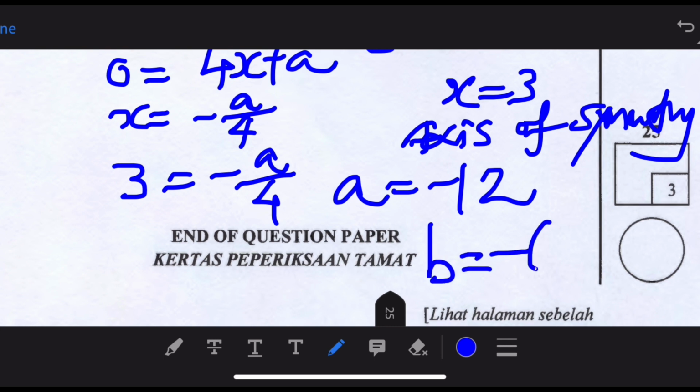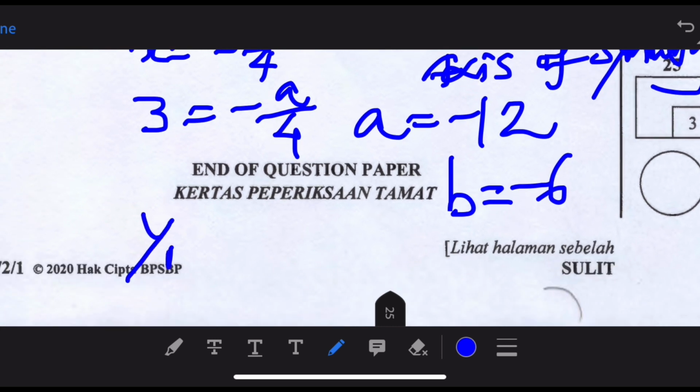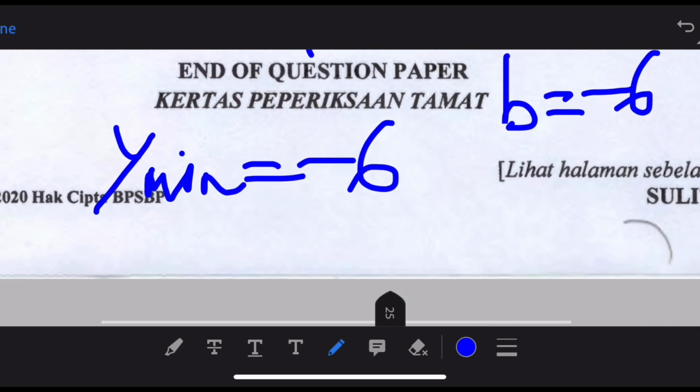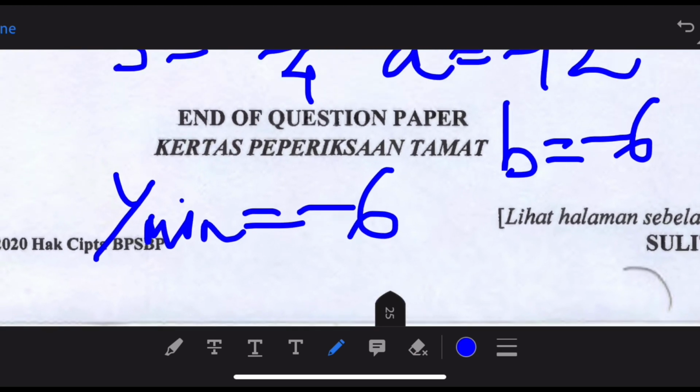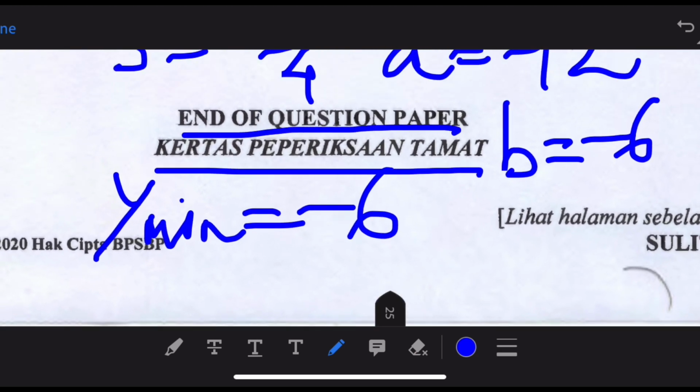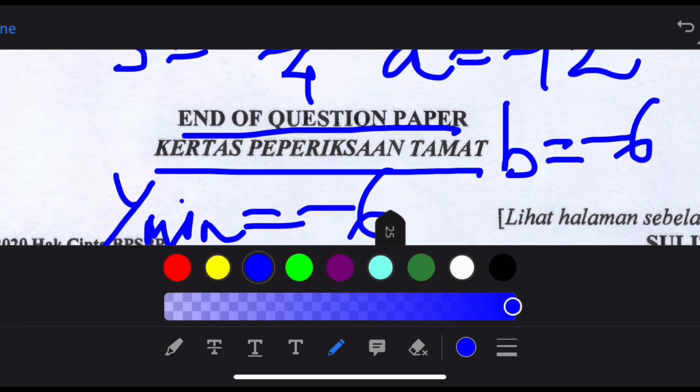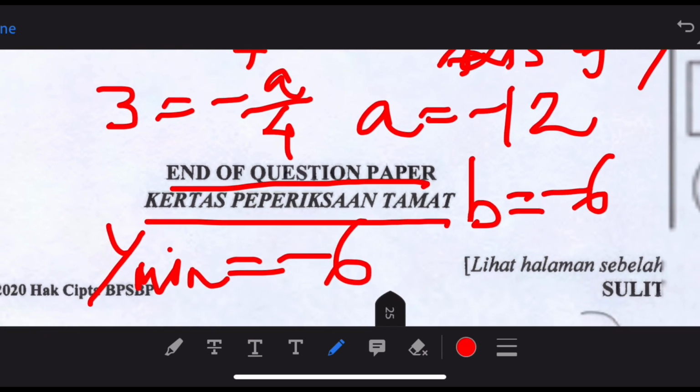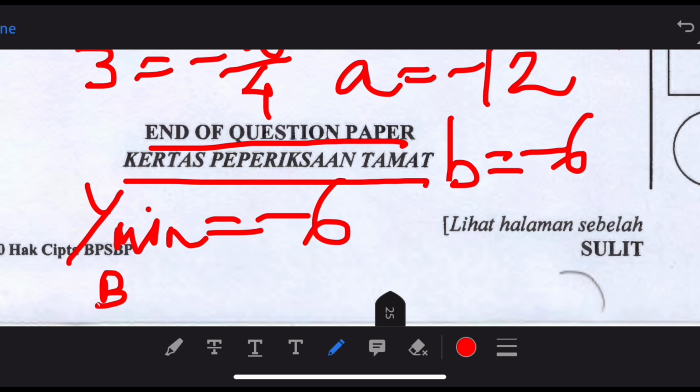Alright, so the answer for a is negative 12, for b is negative 6, and for the minimum value of y, of course, is negative 6. So that's the end of the discussion of the question paper 1 for the SBP.